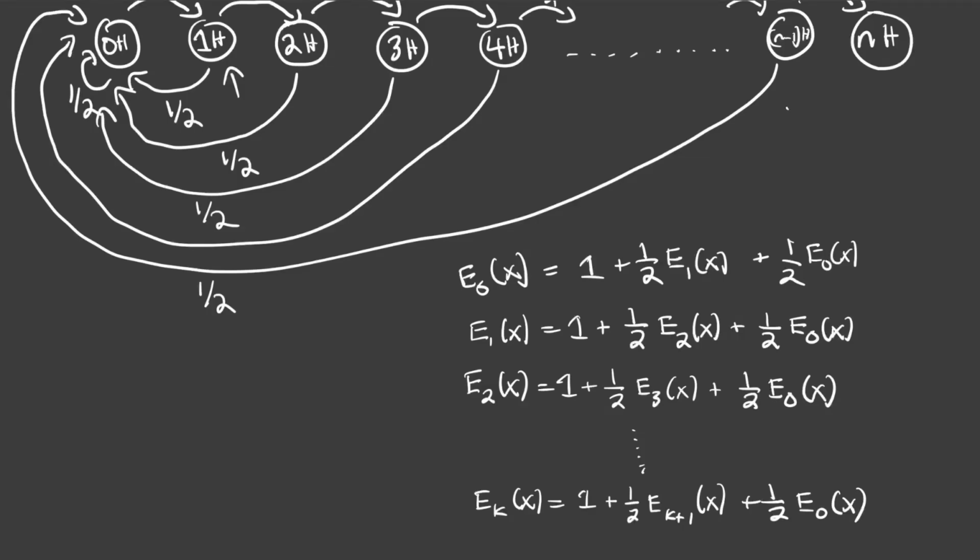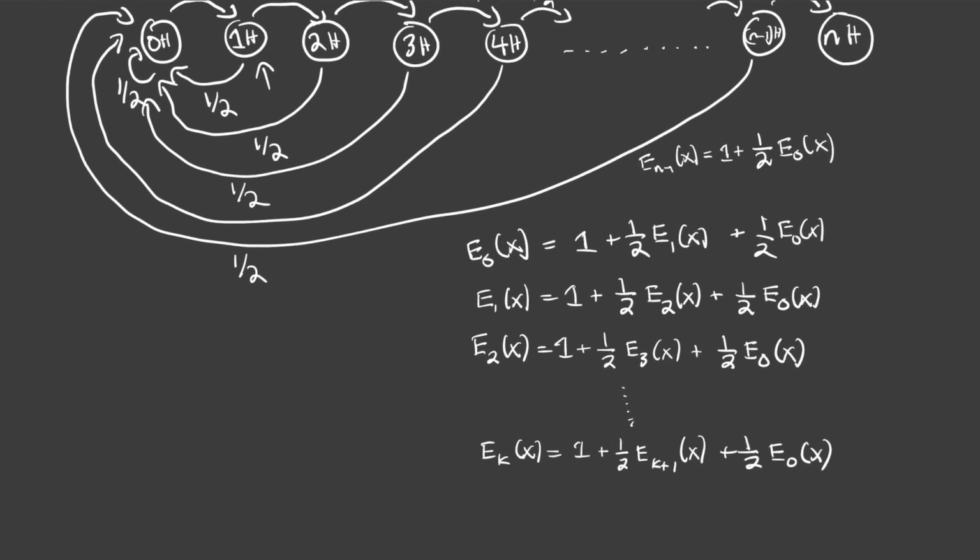So now I keep going until I get to the state right before my final one, in which the expected value e sub n-1 of x is going to follow the same recurrence. It's going to be 1 plus 1/2 times e sub n of x plus 1/2 times e sub 0 of x. Now obviously e sub n of x, which is just the expected wait time from the state when we already have n heads to get n heads, is just going to be 0, so this is going to be a 0 here, and this is just going to be 1 plus 1/2 times e sub 0 of x.